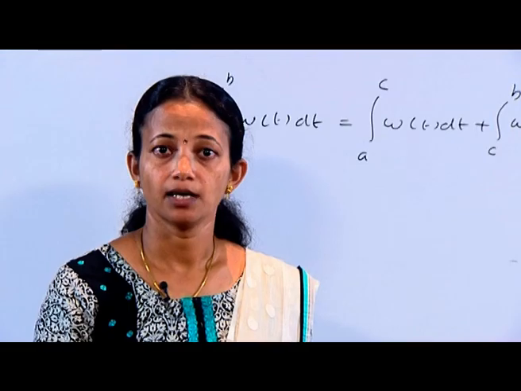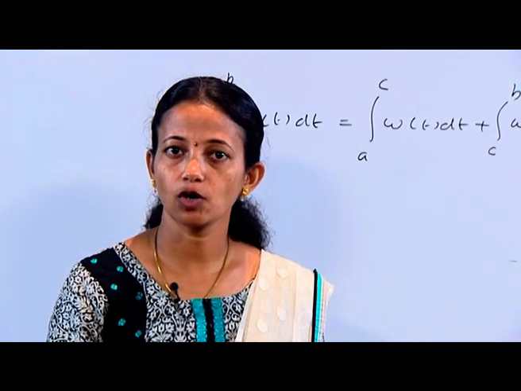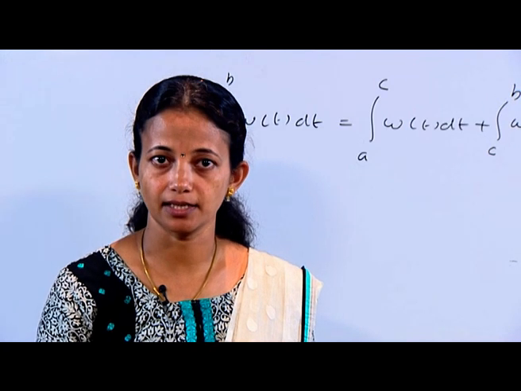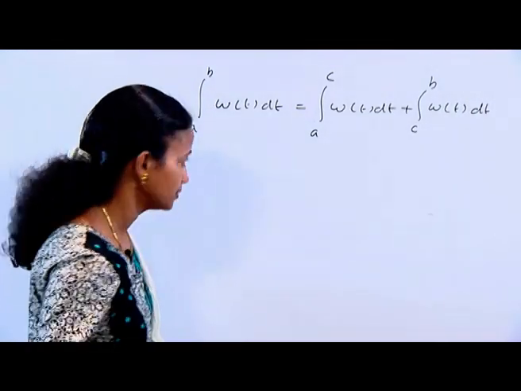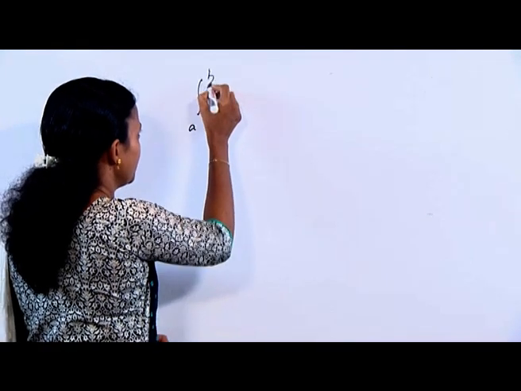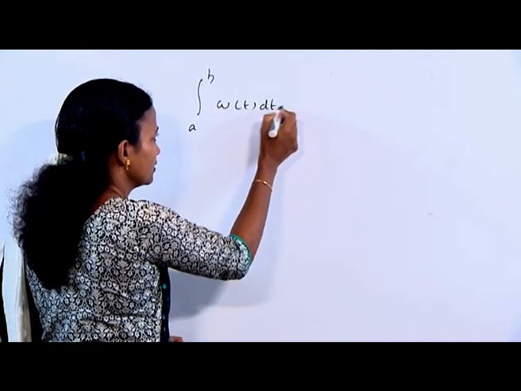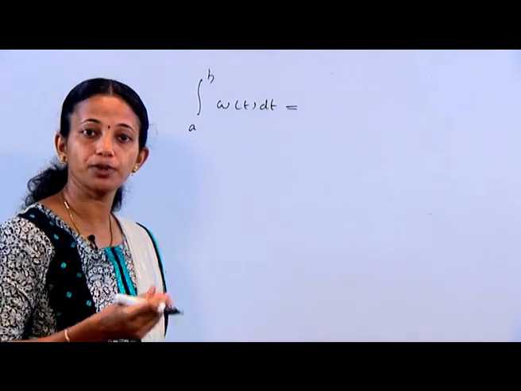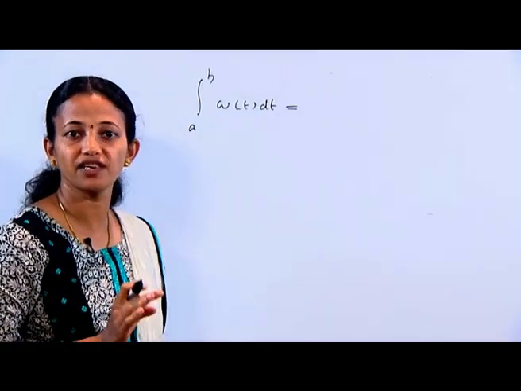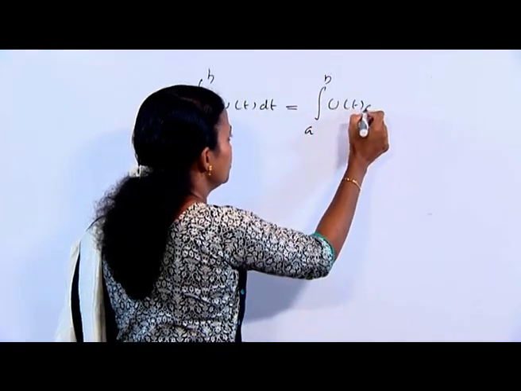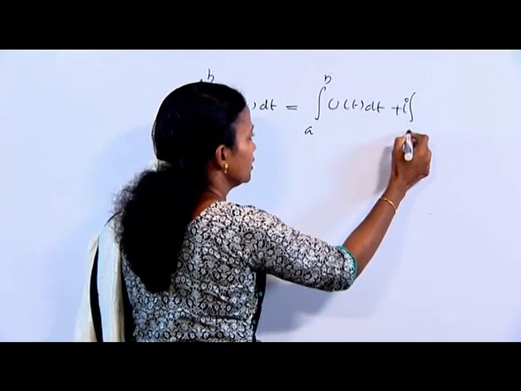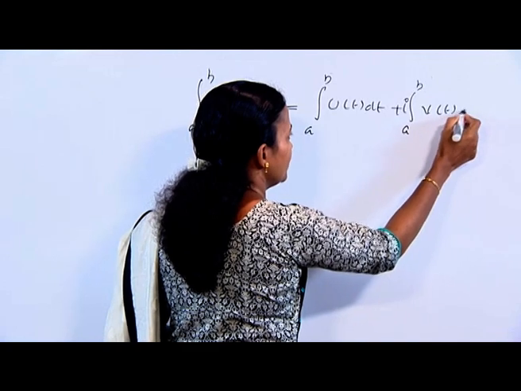Next we have extension of fundamental theorem of calculus. The fundamental theorem of calculus involving antiderivatives can be extended so as to apply to integral of the type integral a to b w of t dt, which is equal to integral a to b u(t) dt plus i into integral a to b v(t) dt.